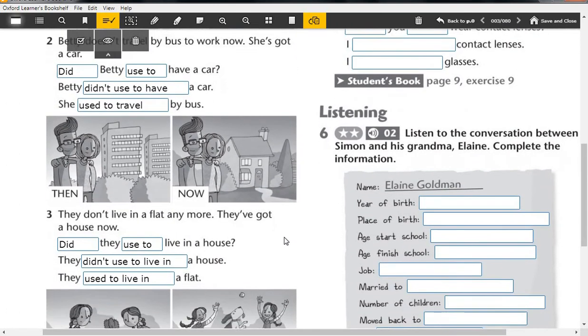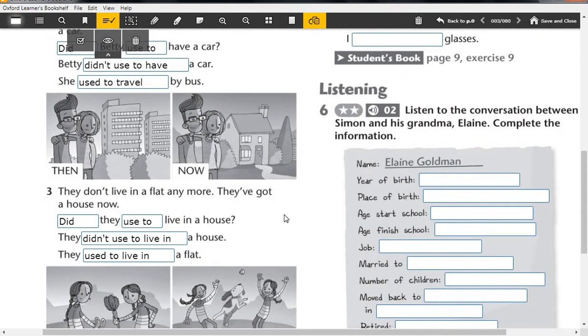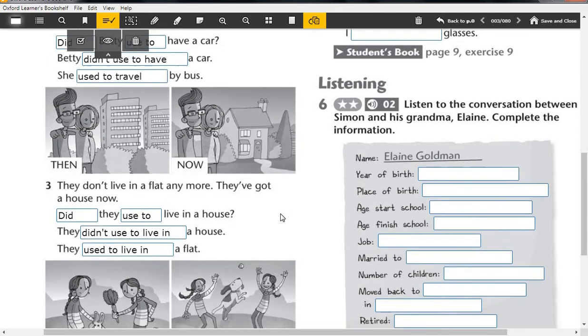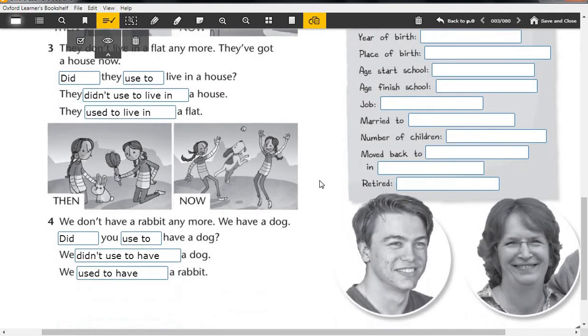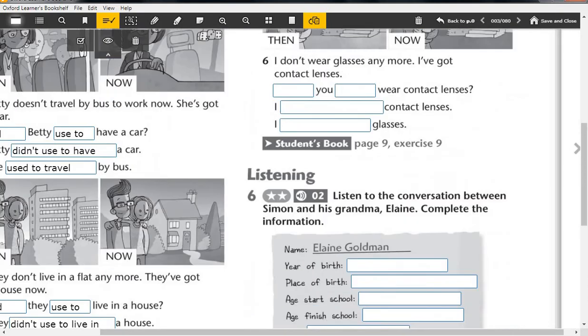3. They don't live in a flat anymore. They've got a house now. Did they used to live in a house? They didn't used to live in a house. They used to live in a flat. 4. We don't have a rabbit anymore. We have a dog. Did you used to have a dog? We didn't used to have a dog. We used to have a rabbit.